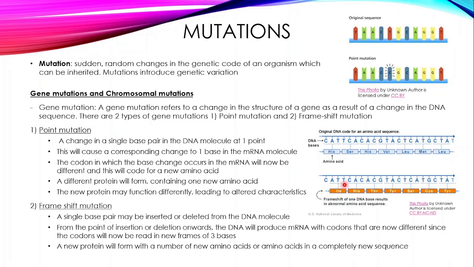Now it reads ATC, CAC, and this is going to code for completely new amino acids, which will make a completely new protein. So a new protein will form with a number of new amino acids, or amino acids in a completely new sequence, which is happening here. You can see they're completely different to these ones.